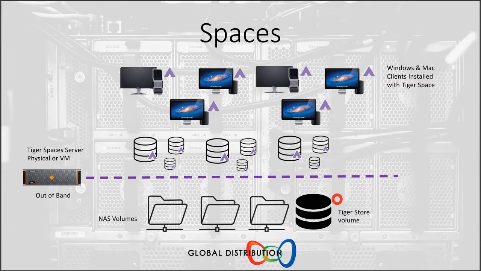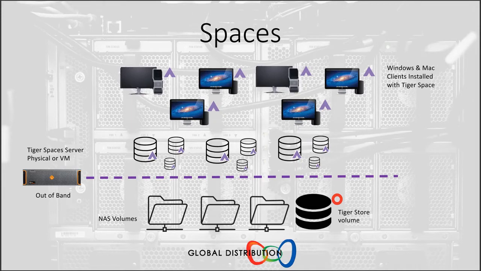So I just want to spend one or 2 minutes just going over a conceptual view of how Spaces looks. So if we start at the bottom of the slide here, we can see that we've got 3 NAS volumes. You could have 5, 10, doesn't matter. You could have 1 NAS volume. You have a series of NAS volumes. You might also have a Tiger Store volume.